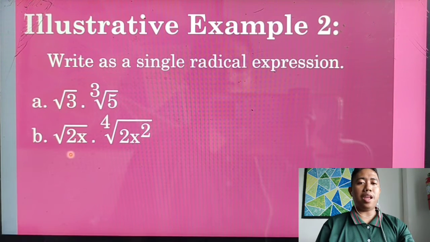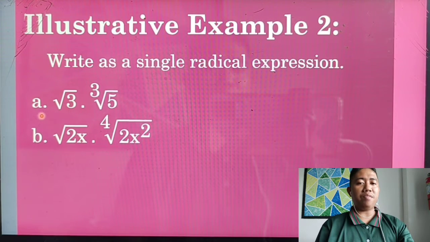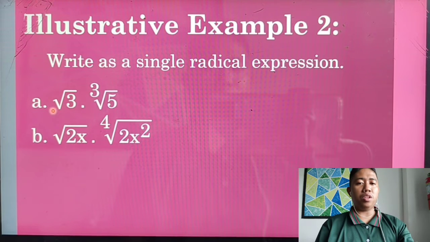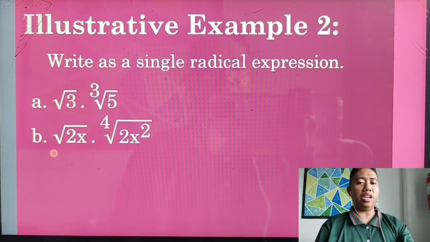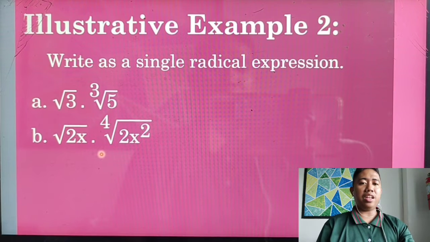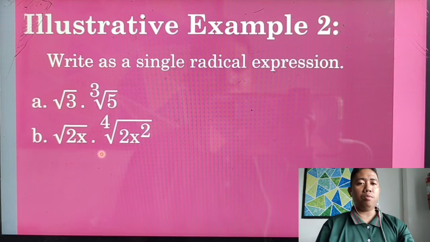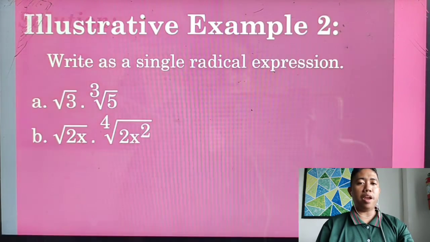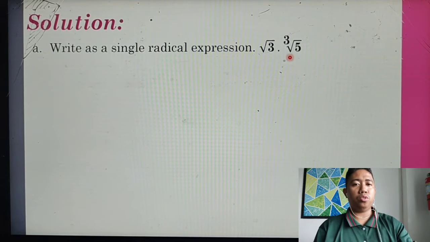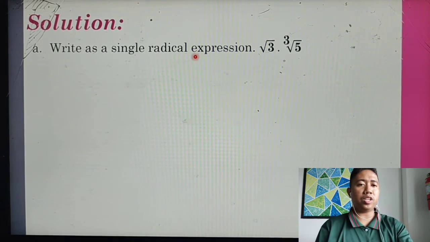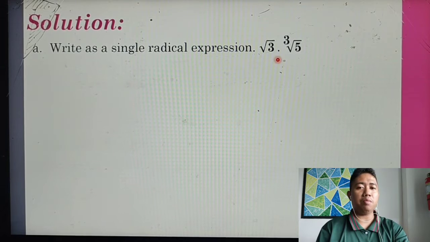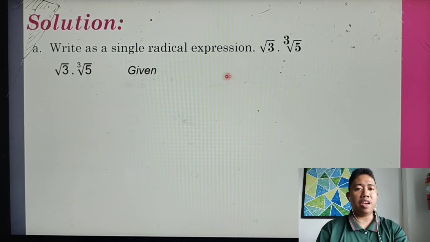In this set of problems, every radical has a different index. For letter A, the square root is multiplied by the cube root, and for letter B, the square root is multiplied by the 4th root. So, in order to simplify the product into a single radical expression, here is the solution to the given problem. To write the square root of 3 times the cube root of 5 as a single radical expression, we have the given.